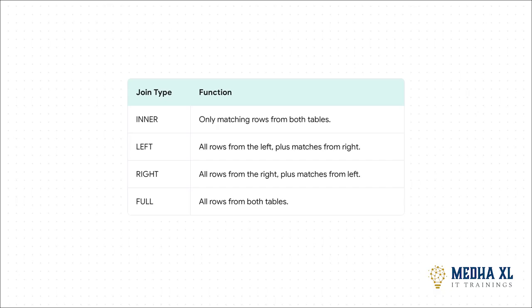A left join is different. It keeps everything from the left table and only the matching stuff from the right. So if an employee had no department, they'd still show up, but their department name would just be blank. A right join, you guessed it, does the exact opposite. And a full join is the most inclusive of all. It brings in every single row from both tables, whether they have a match or not.